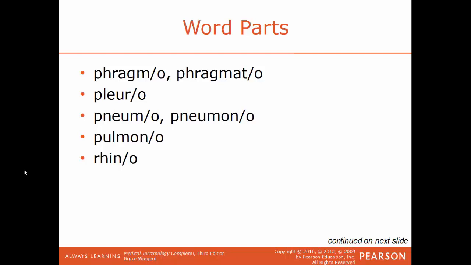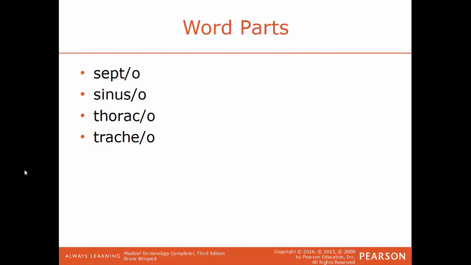Pulmono is also a reference to the lung, and rhino is a reference to nose. Septo is a reference to a septum, or a partition. Sinuso is a reference to a sinus, a cavity within the skull. Thoraco is a reference to the thoracic cage, or the thoracic cavity. And tracheo is a reference to the trachea.